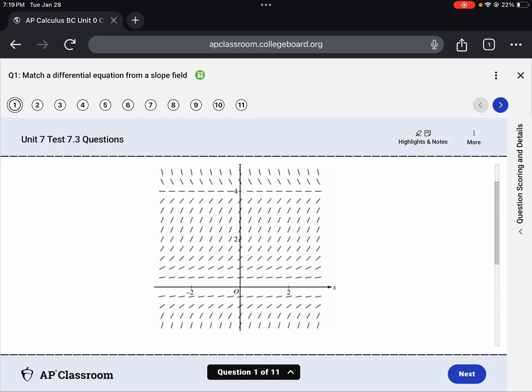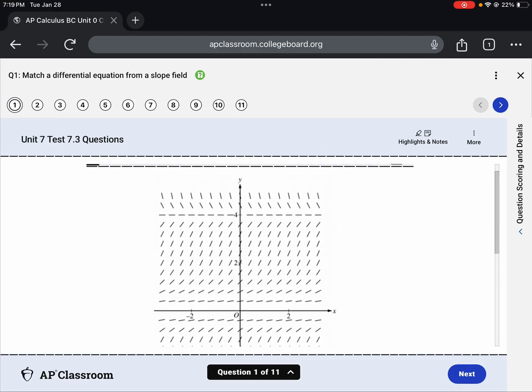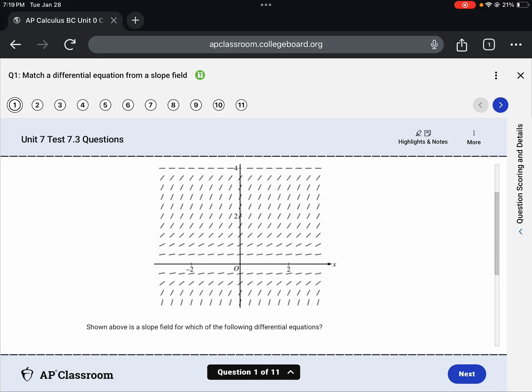Now, I think it's also important to note that y values above 4 are always positive. Y values between 4 and 0, the slopes are negative. Y values between 0 and 4, it looks like the values are positive, and the y values below 0, the slopes are always positive.